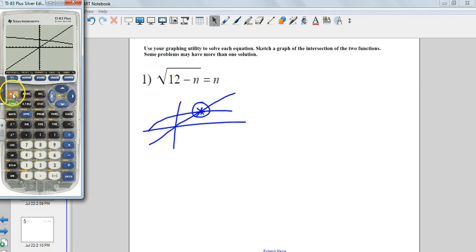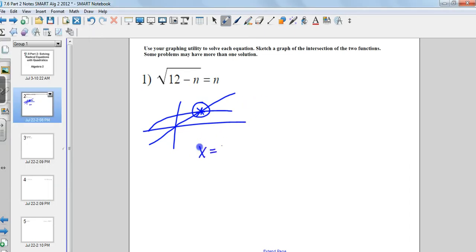And the way we do that is we go to Second, Trace, and we choose what's called intersect. And it's going to say first curve question mark. Well, you say yes by hitting enter. And then second curve, hit enter one more time. And then for guess, just hit enter a third time. So basically we did second trace and then enter, enter, enter. Now you're going to notice it gives you both an x and a y value. For these problems, we really just want to know the x value because that's the variable we used in the equation. So the answer here was x equals 3.